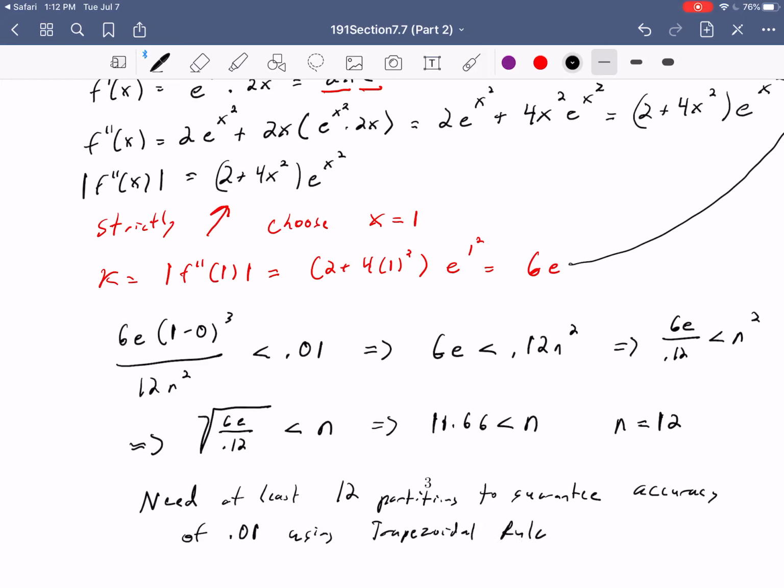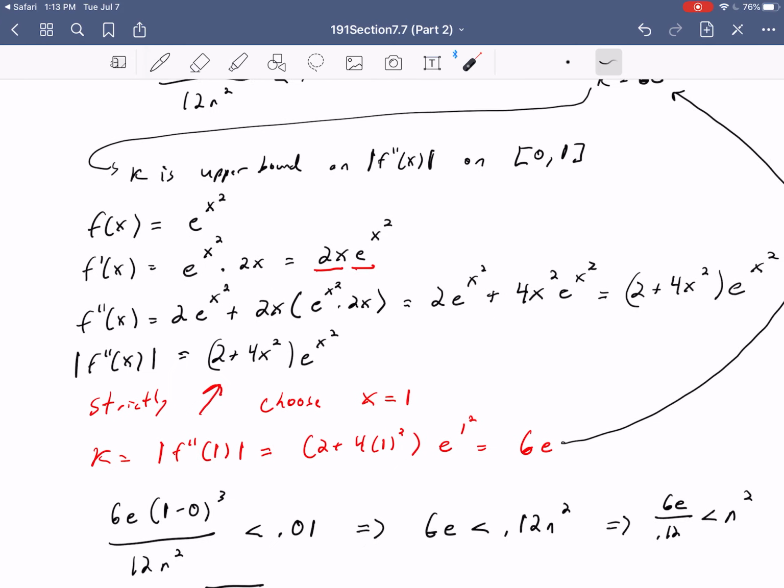So there we go. As long as we use at least 12 partitions, 12 or more, then the error is guaranteed to be less than 0.01. Now, if we use fewer than 12 partitions, maybe we get lucky and the error is less than 0.01, because we don't know. But what we're saying here is that if we use 12 or more partitions, we guarantee that the error or the accuracy is within 0.01 of the true value.